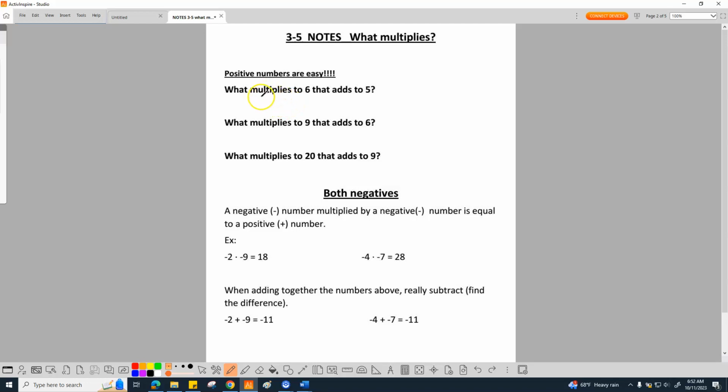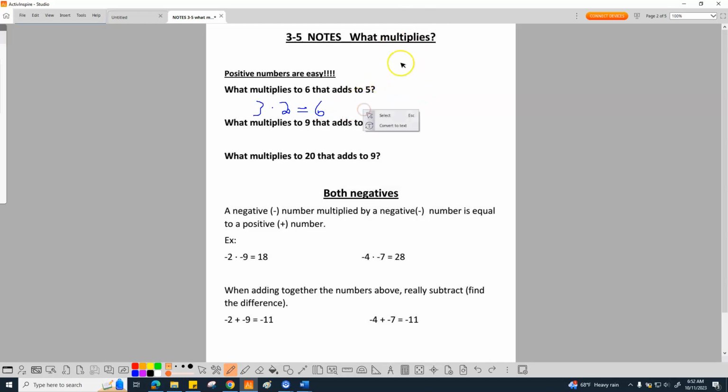So this question: what multiplies to 6 that adds to 5? That's what we're looking for here. In this case, you have 3 times 2. That is equal to 6. And then you also have 3 plus 2 equals 5.